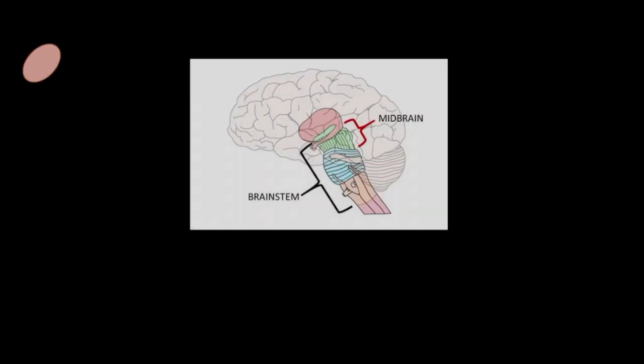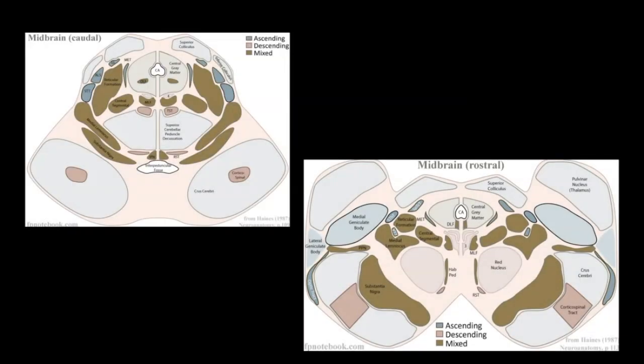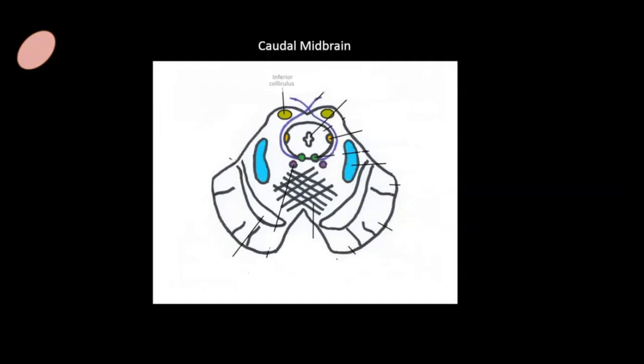The midbrain can be separated into two sections, rostral and caudal. These are separated by whether the inferior or superior colliculi can be identified. Let's start with the caudal midbrain. Here we see a large nuclear structure known as the inferior colliculus that relays auditory information.